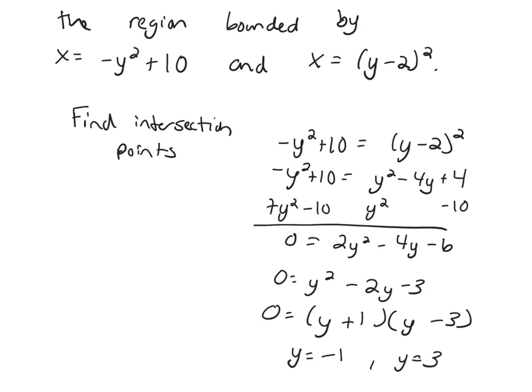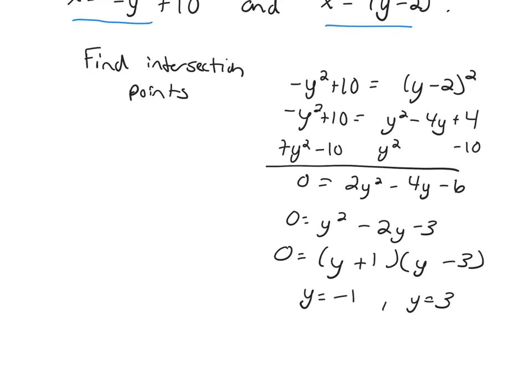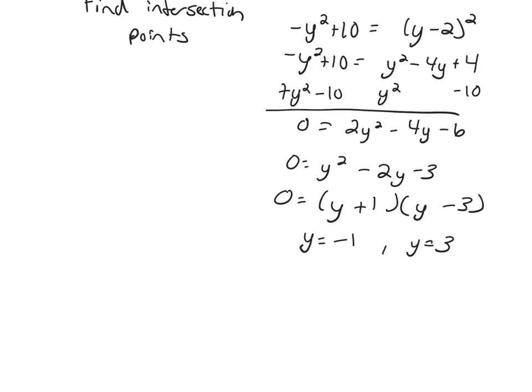Again, it's your choice. Go up and choose which one of these two functions you want to plug y into. I like the second function a little bit better, maybe. So I'm going to take that one. It was x equals (y minus 2) squared. Plug that in. Negative 1 minus 2 squared. Negative 3 squared, which is 9. So I'm getting the point 9, negative 1.